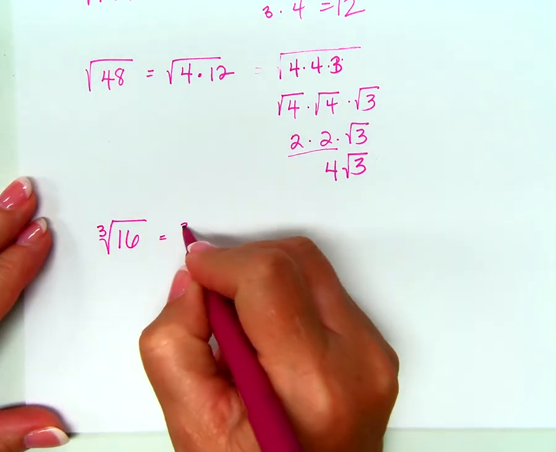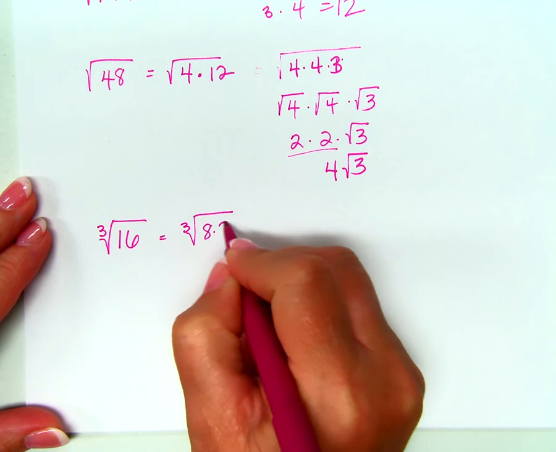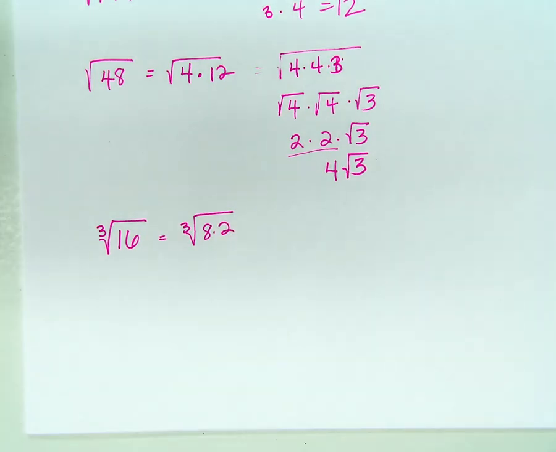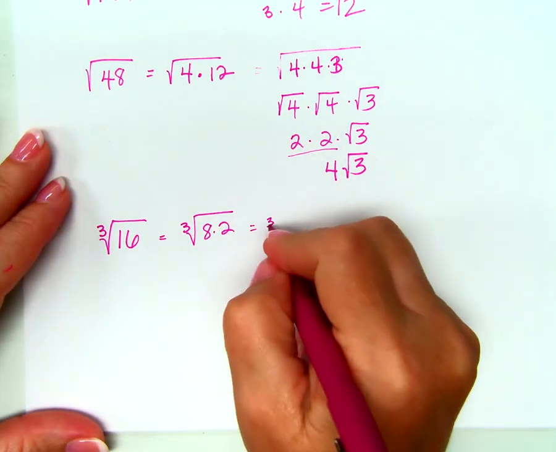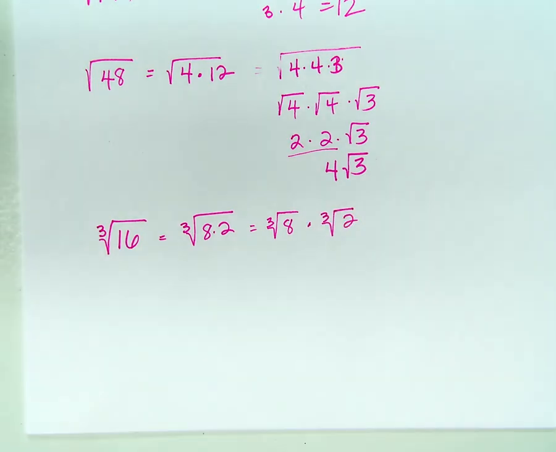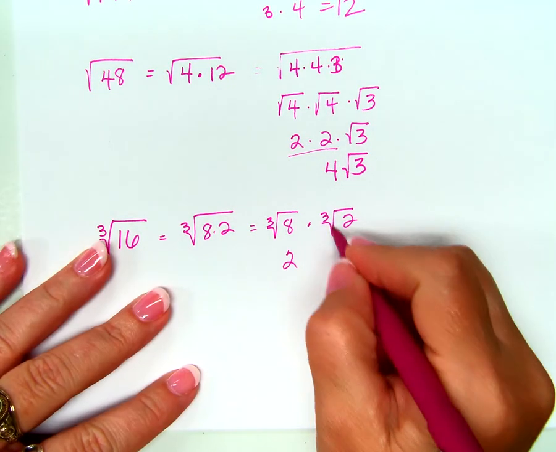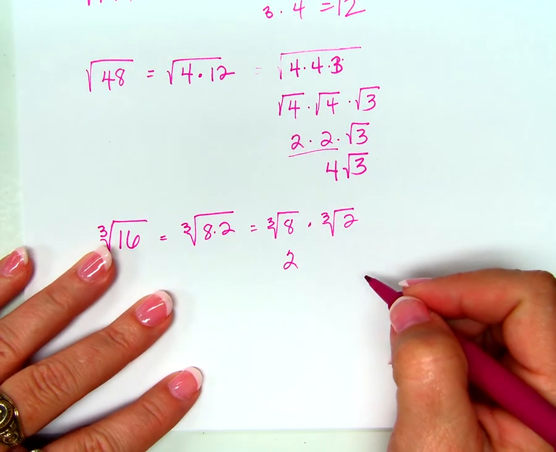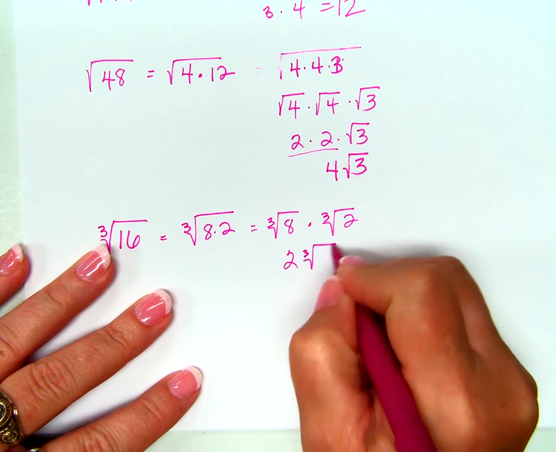So we have the cube root of 8 times 2, which means I have the cube root of 8 times the cube root of 2. Do we know the cube root of 8? It's 2, right? This is a 2. Do I know the cube root of 2? No. Cube root of 2.